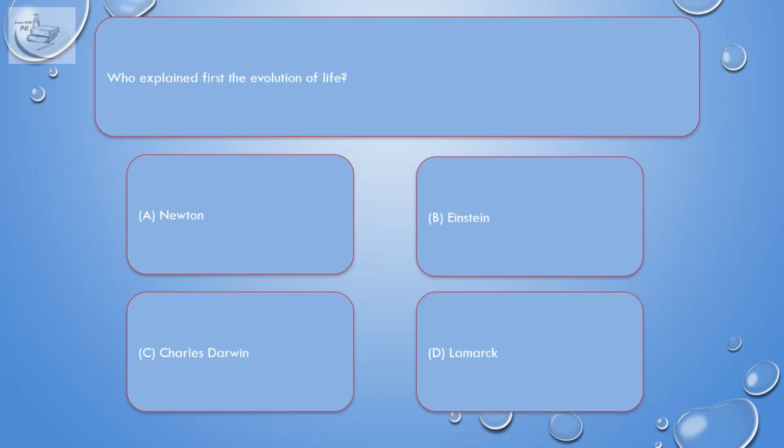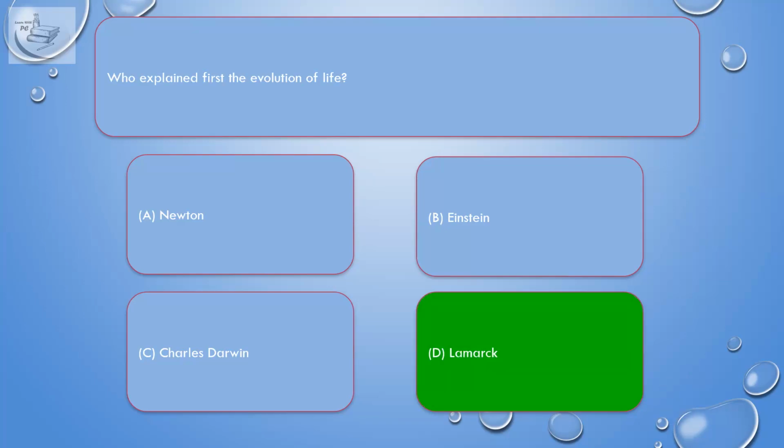Question: who explained first the evolution of life? A. Newton, B. Einstein, C. Charles Darwin, D. Lamarck. Correct answer is D. Lamarck.